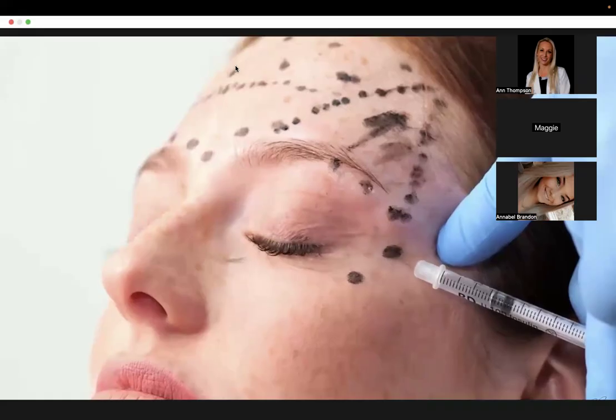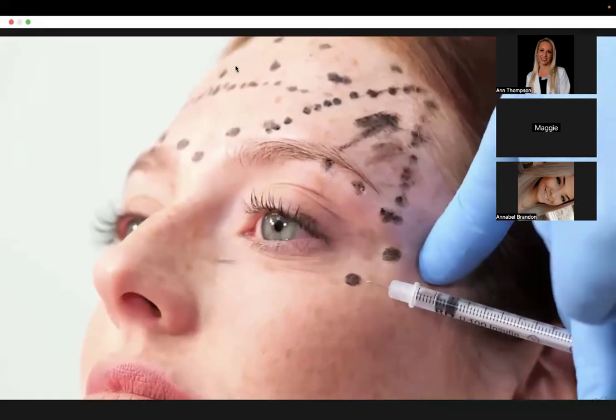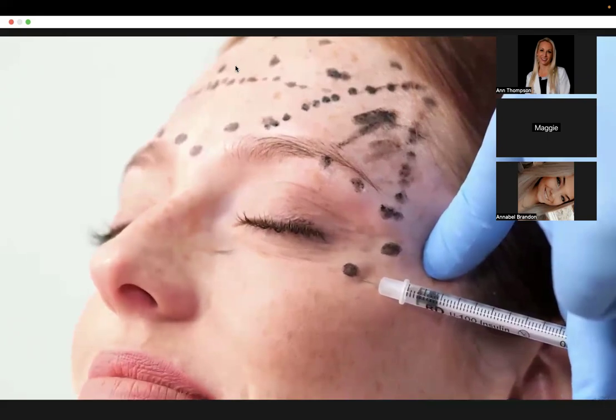I typically use 1 to 3 units underneath the brow, and then I'll use my stronger doses where the licensed dose is higher at the lateral canthus.